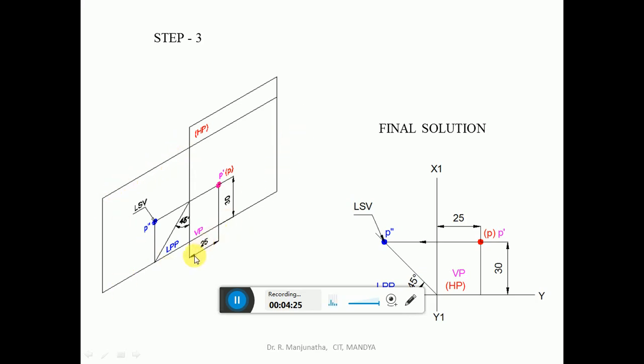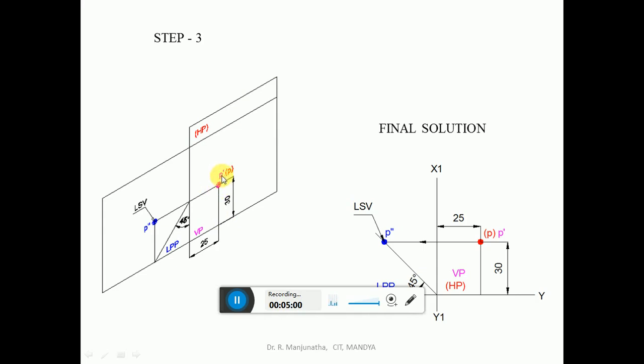Now the distance behind LPP is seen in both HP and VP, so that distance is 25 mm here. The distance above HP, which can be seen in the vertical plane, from here you measure the distance of 30 mm and you mark that point, which is P dash. The distance behind VP is also 30 mm when it is rotated to the top side. Since VP and HP have been overlapping, and the distance behind VP is also 30 mm, both will overlap here.